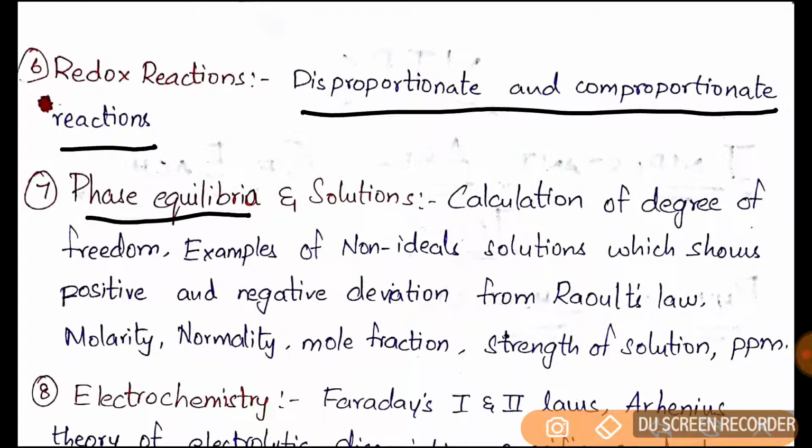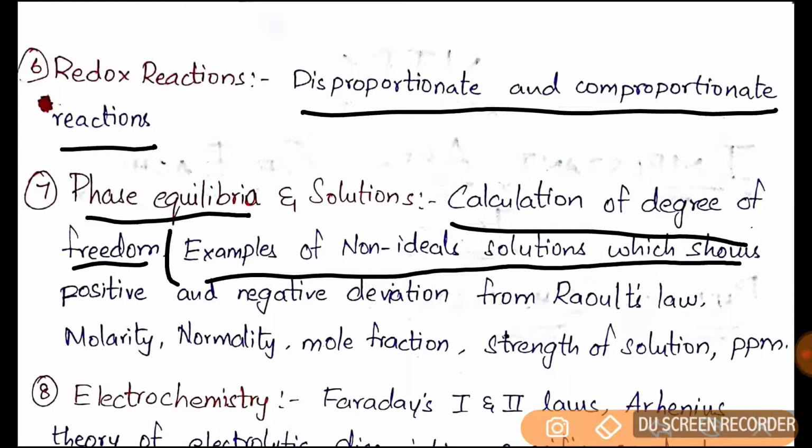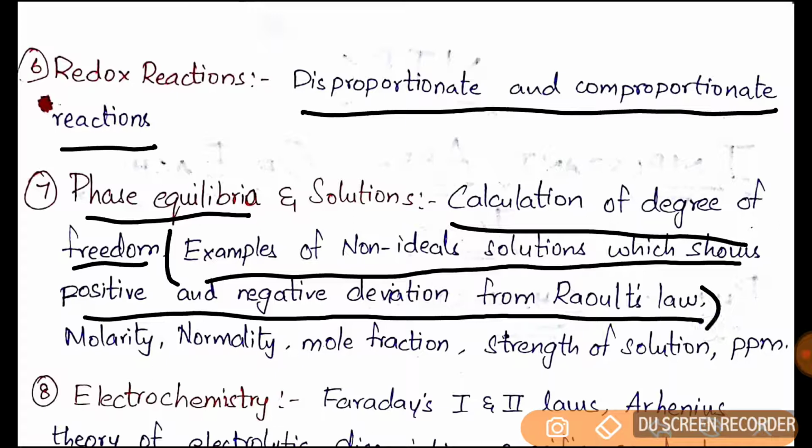From phase equilibria, the important area is only one area, that is calculation of degree of freedom, or just concentrate on the triple point guys, that is the triple point of water. And there are very important examples of non-ideal solutions which show positive and negative deviation from Raoult's law. Okay, the examples are like mixtures of solutions. This area is from intermediate. There are many questions from this area in intermediate, that is +2 level.